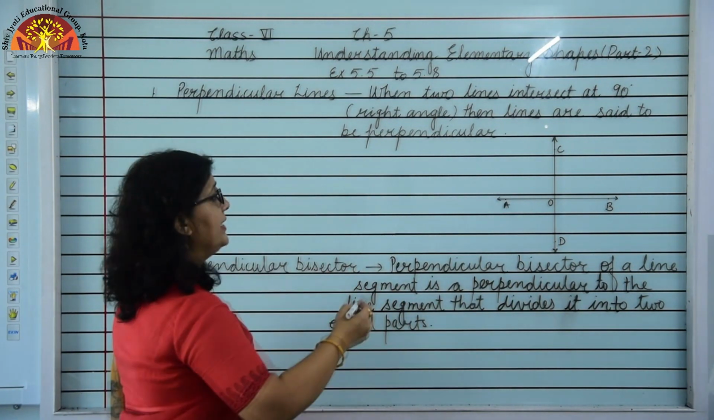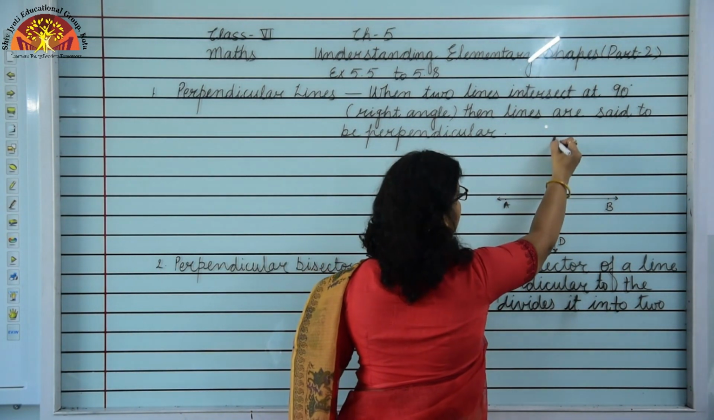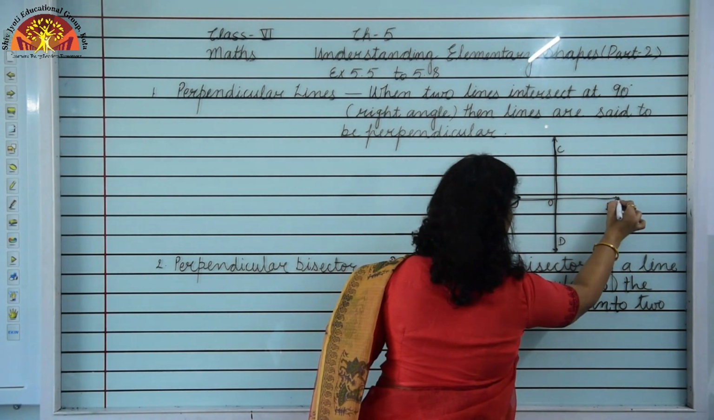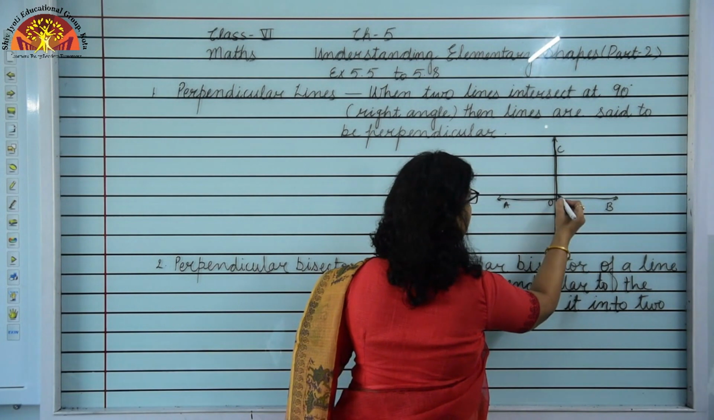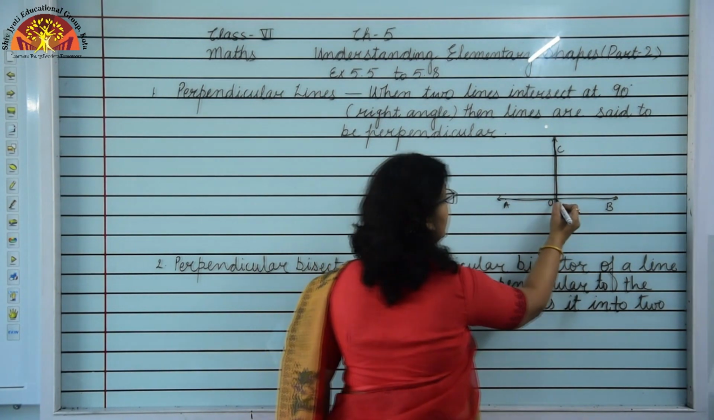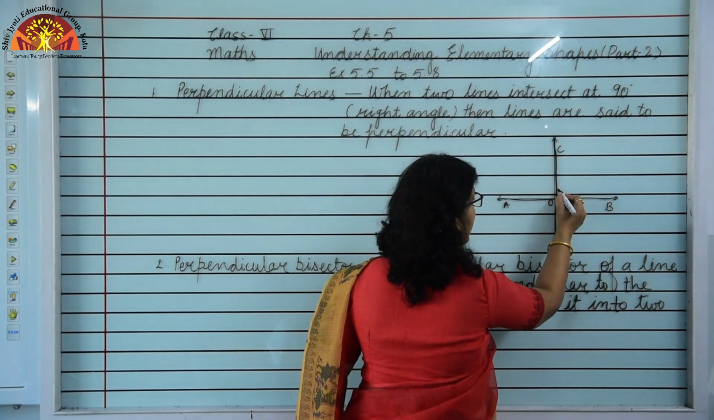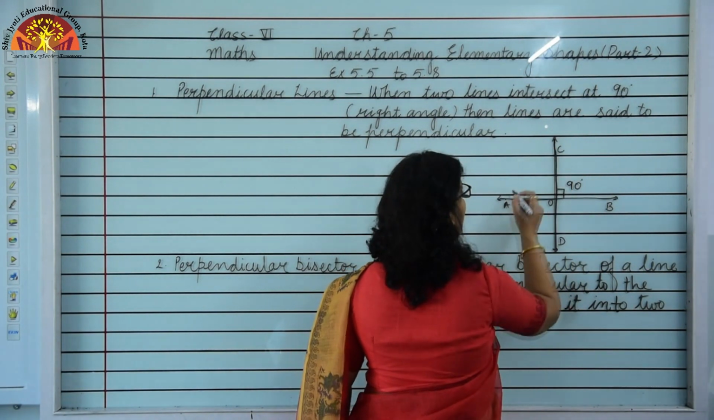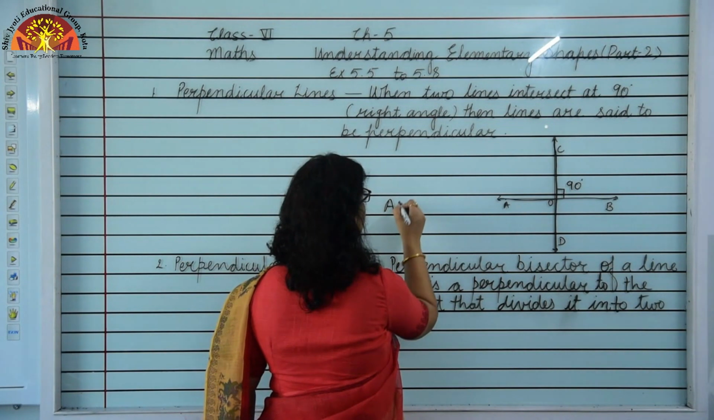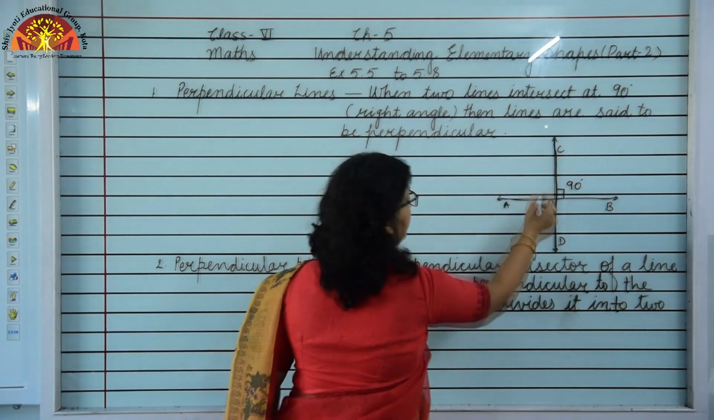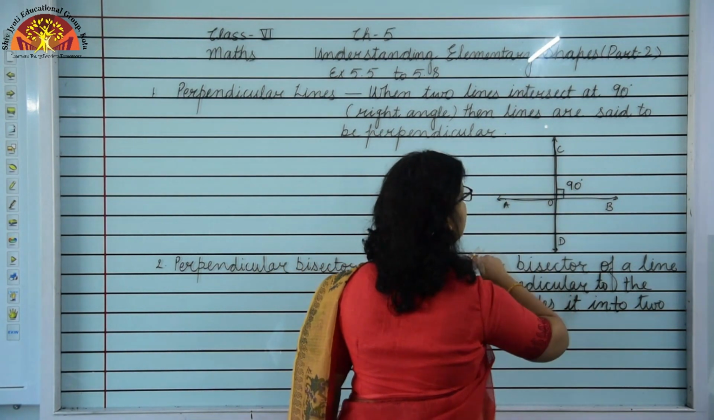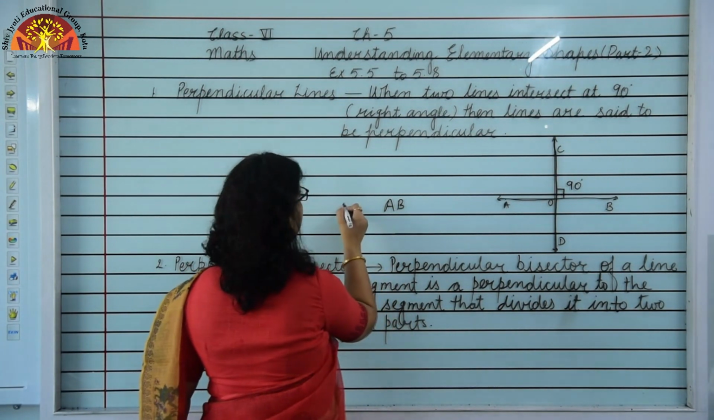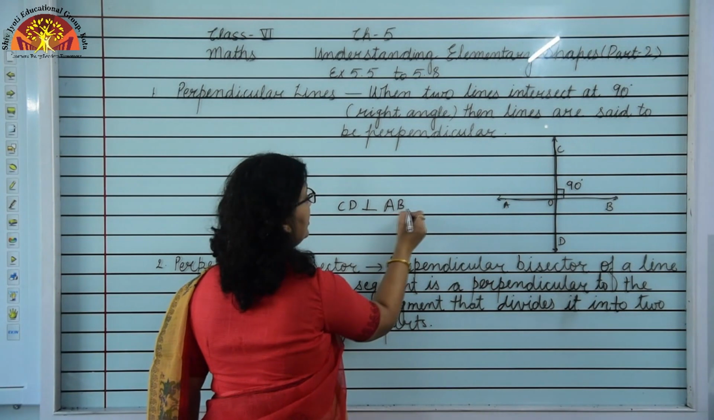Two lines intersect at 90 degrees, at that time we say these are perpendicular lines. This is the point of intersection and this angle is a 90 degree angle. So line AP and CD are both perpendicular to each other here. So we say CD is perpendicular to AP.